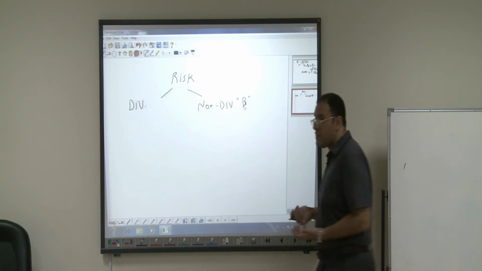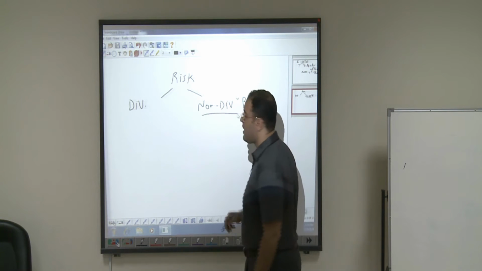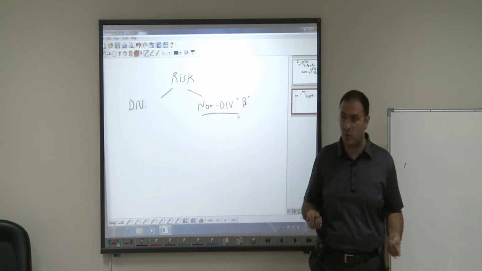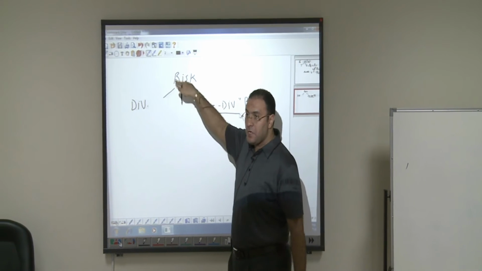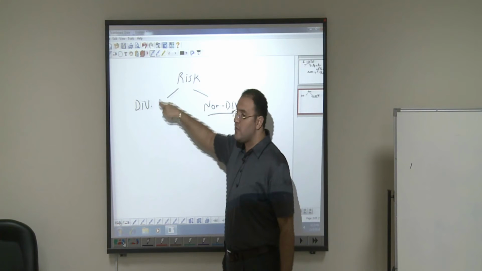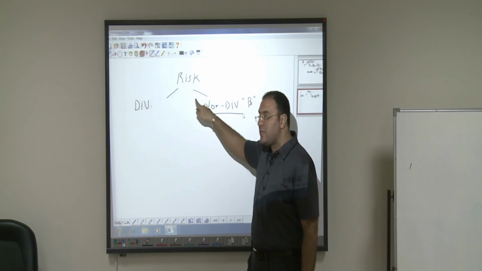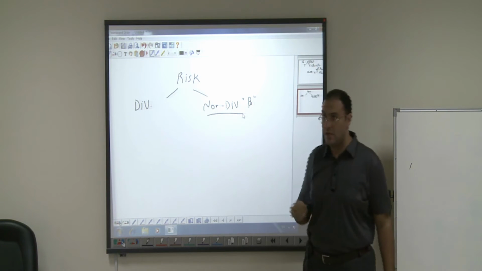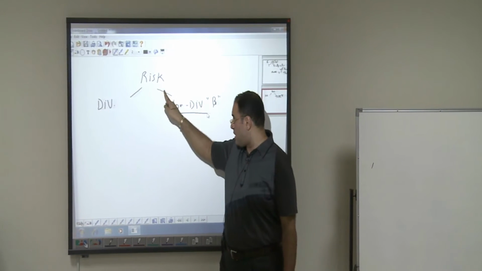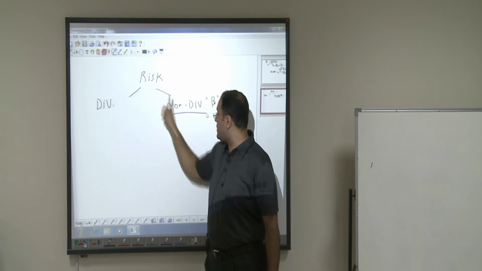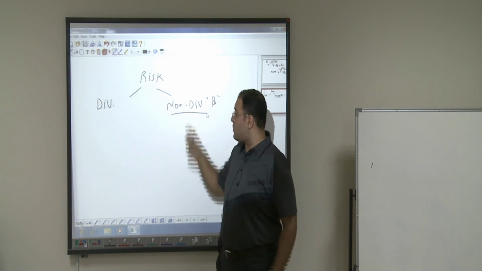And what matters for us? What matters for us is beta. But beta is not total risk, because there is more to total risk than just beta. There is more to total risk than just beta, because total risk has also what?